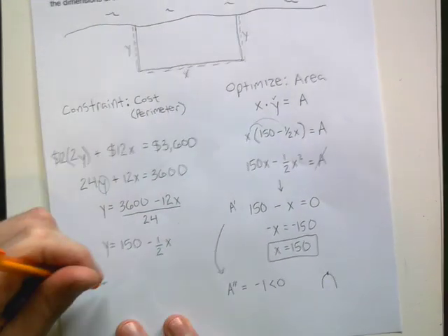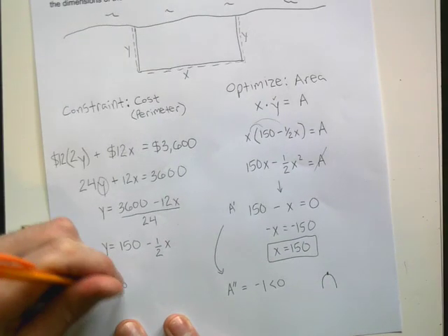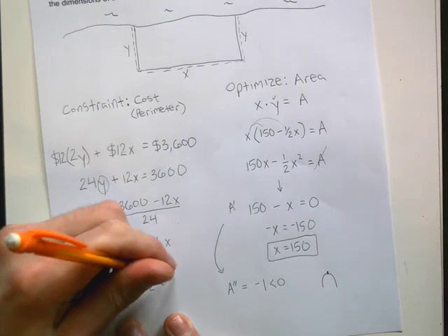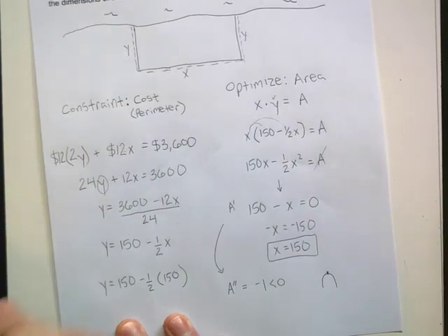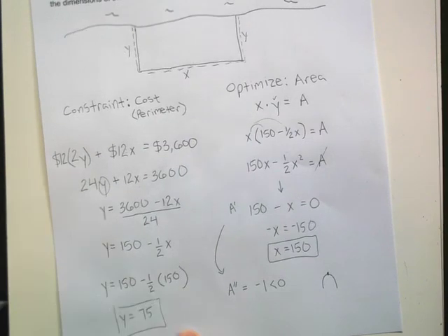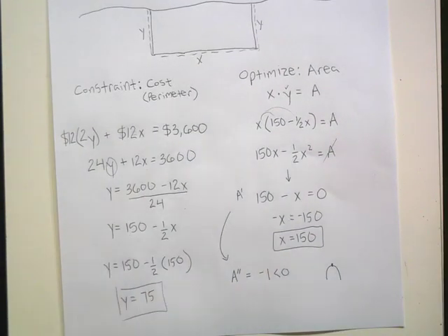To find our y value, I'd say y equals 150 minus 1/2 times 150. When you do that in your calculator, you get y is equal to 75, okay? I hope these examples help. Again, guys, please don't be afraid to reach out to me to ask questions. Your practice problems are next.